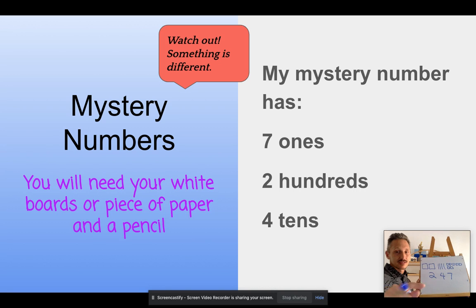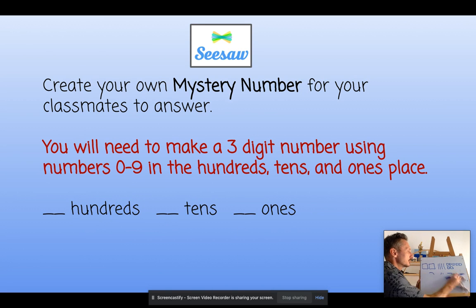So watch out, as some of your classmates might try to trick you and put the hundreds second, or maybe they might even put the hundreds last, so that they might try to trick you. So watch out for that. So for your mystery number, as you post on Seesaw today, you're going to create your own mystery number for your classmates to answer. You will need to make a 3-digit number using the numbers 0 through 9 in the hundreds, tens, and ones places. So you could just write in the numbers right there with hundreds, tens, and ones. You might want to switch them around if you want to try to really trick your classmates, but let's see if they can catch those.